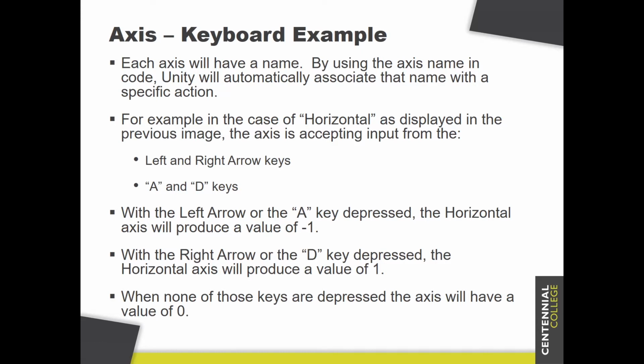In the case of the left arrow or the A key, if either one of these is depressed, it's going to give a value of -1. If the right arrow or the D key is depressed, then it's going to give us a value of 1.